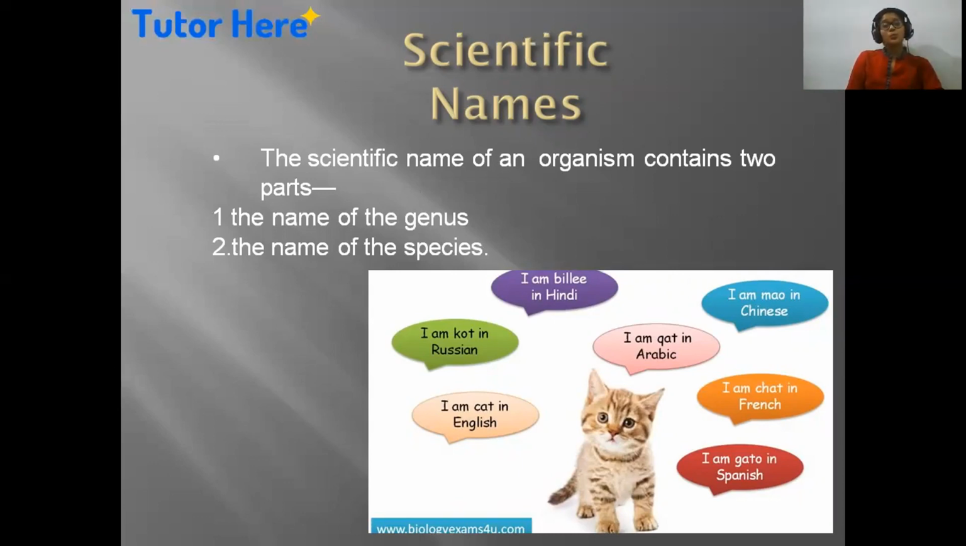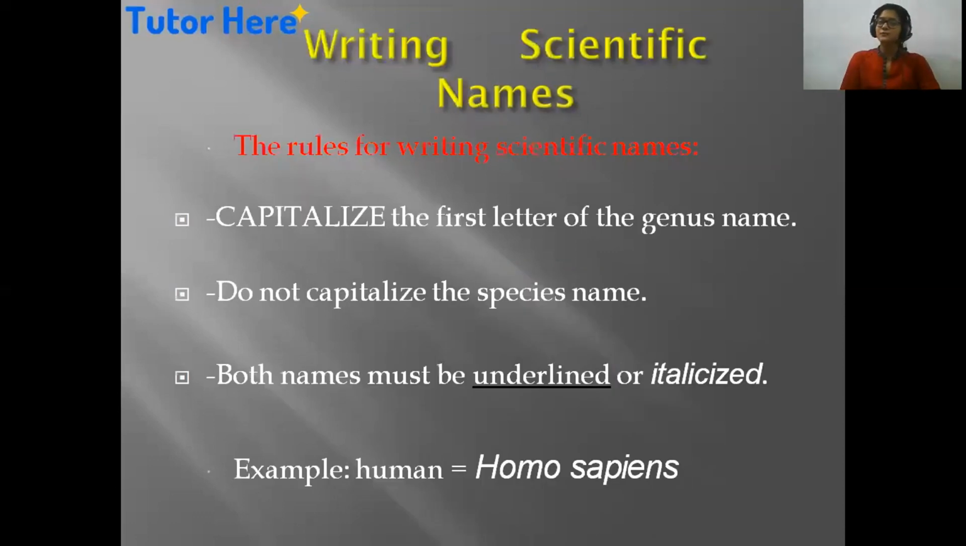First, we need to know why we have to have a scientific name. For example, just in the picture, a cat is called by different names in different regions. So we need to have a single name for this particular organism where we can identify it as a particular organism, and nobody gets confused because it is not a local name. It is scientifically written. So that is why we have to have a scientific name.